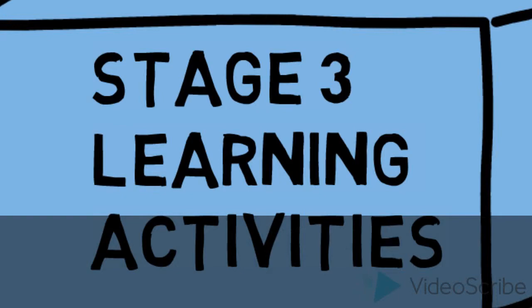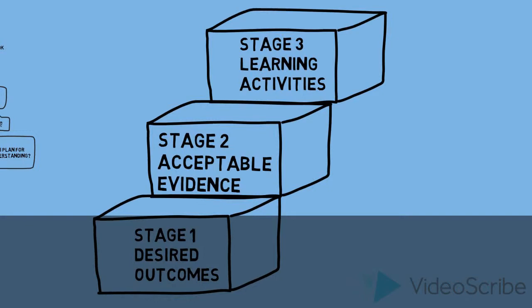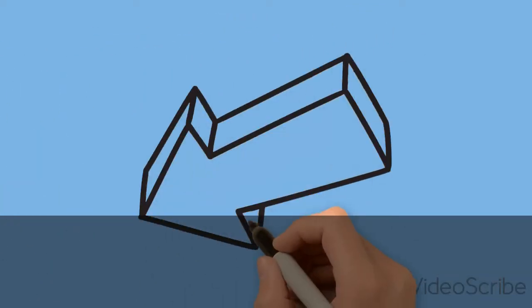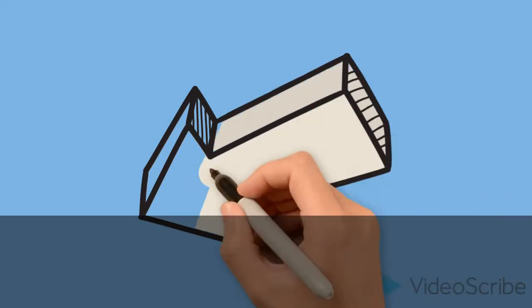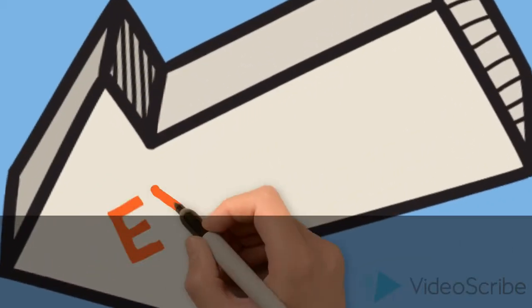Each stage builds on the other and makes it easier for you to design for meaningful learning. It's called backward because instead of starting with what you'll do in your course, you're starting with what you intend for learners to know and understand. Let's see how this works in practice. Back to our course example.